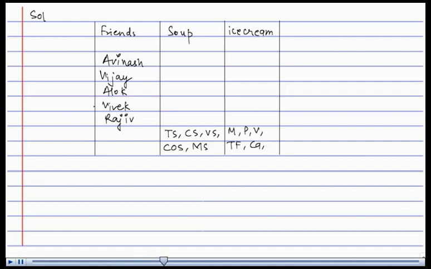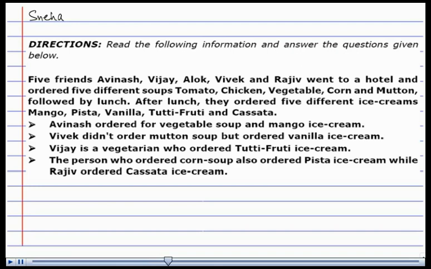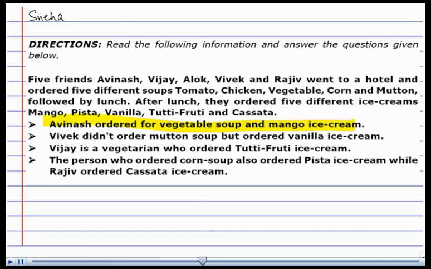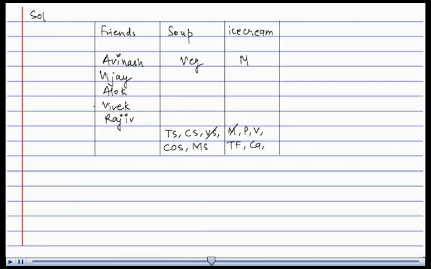Now, according to the information given to us, Avinash ordered vegetable soup and mango ice cream. So Avinash ordered vegetable soup, or VS, and the ice cream is mango, that is M. So we have VS gone and M gone. Similarly, in the information, Vivek didn't order mutton soup but ordered vanilla ice cream. So the ice cream ordered by Vivek is vanilla, but he didn't order the mutton soup.